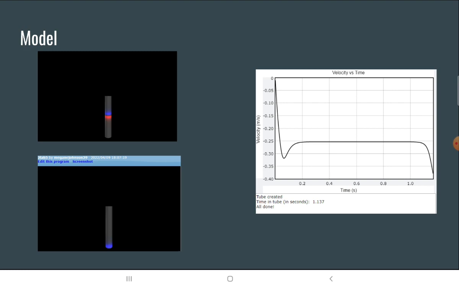So that graph is on the right hand side, so you can see the acceleration and then just the constant velocity, and that the total time in the tube was 1.137 seconds. And then on the left, you can just get a picture of the magnet falling through that tube. So the tube was this gray part, and then the blue and the red are the north and south poles of the magnet.